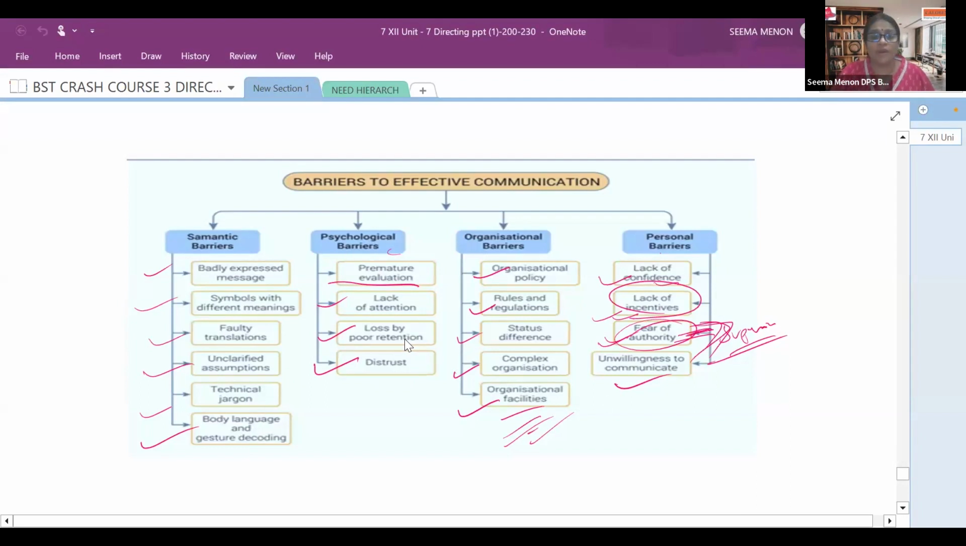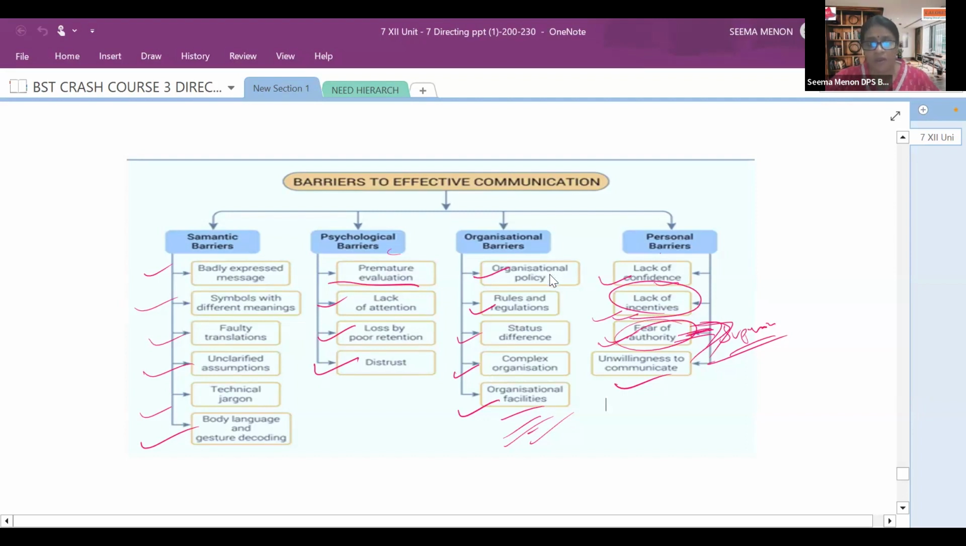Maybe the subordinate comes and talks about his leave. The subordinate wants a leave for one week, and the manager is not interested in that matter, or the subordinate speaks about his health issues and the manager is not interested. That is again loss by poor retention. Sometimes the manager is engaged in his own personal work while the subordinate speaks about the performance of employees or a factory matter. The manager is not listening; even if he listens, he is not focused. So there is poor retention. Distrust: there can be no mutual trust between the superior and subordinate.